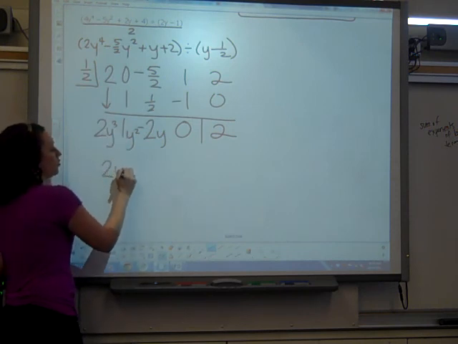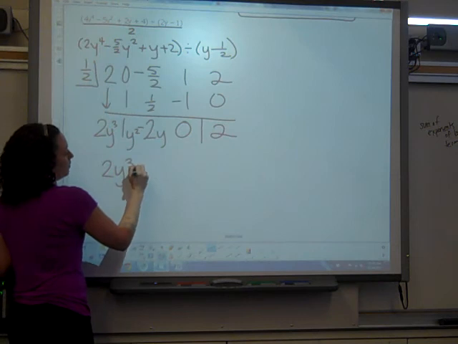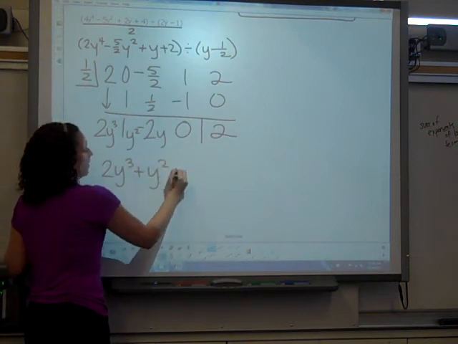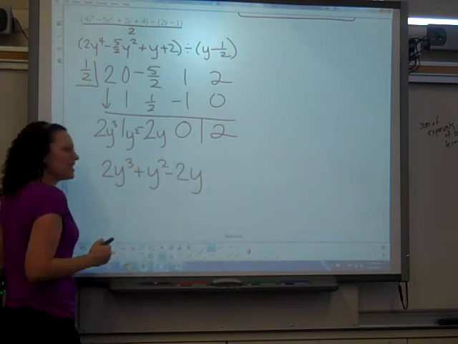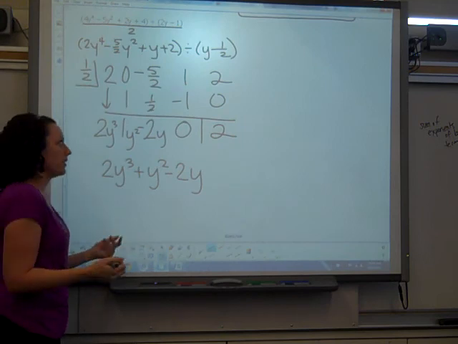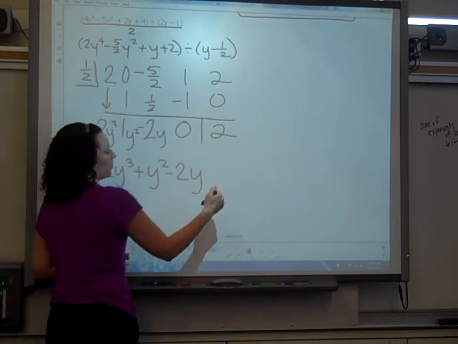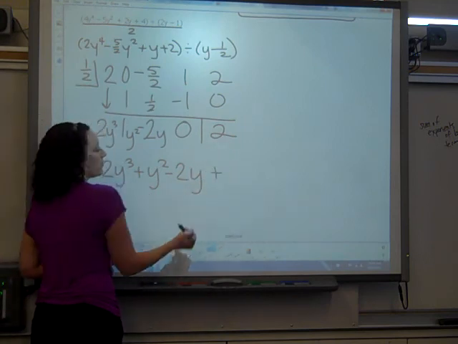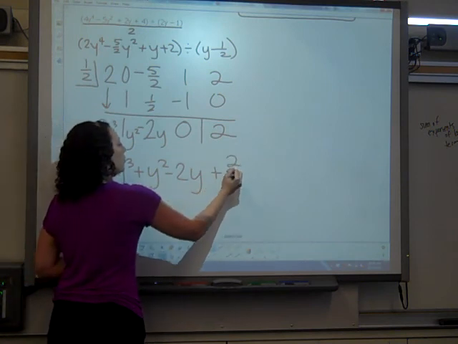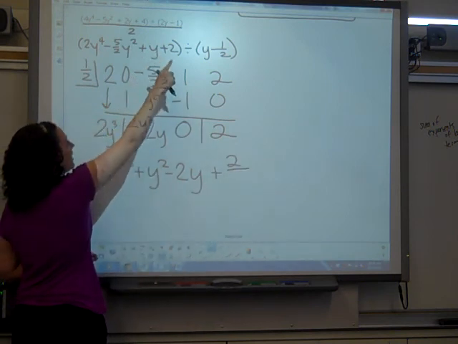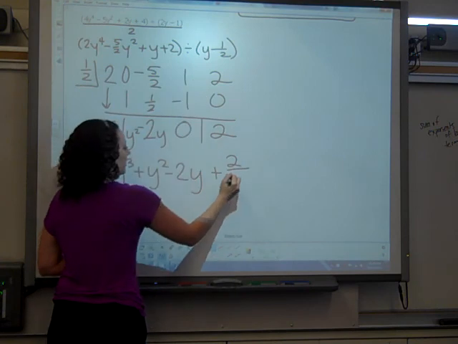So my answer here is 2y cubed plus y squared minus 2y. You could put plus 0, but that seems a little silly. I like to work smarter, not harder. I'm going to add my remainder in, so I have 2 over whatever I divided by. But remember, this is what I divided by.